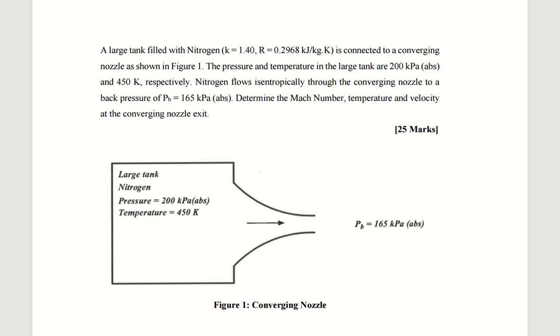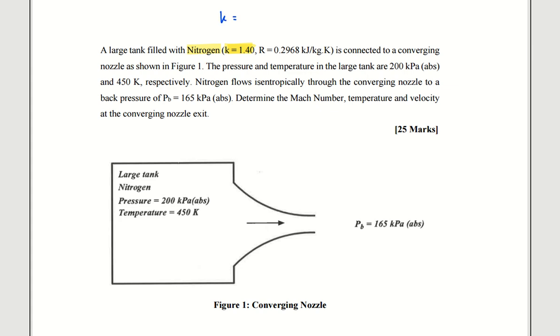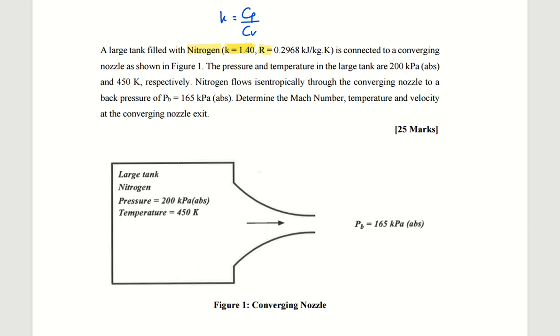Hello everyone. So in this video, I will show you an example of a compressible flow in a converging nozzle. In this question, there's a large tank that is filled with nitrogen, and the nitrogen has this isentropic constant, or also called the specific heat ratio. So basically K is 1.4. K is basically the Cp over Cv. And then we also have another one here, the gas constant for nitrogen, right?